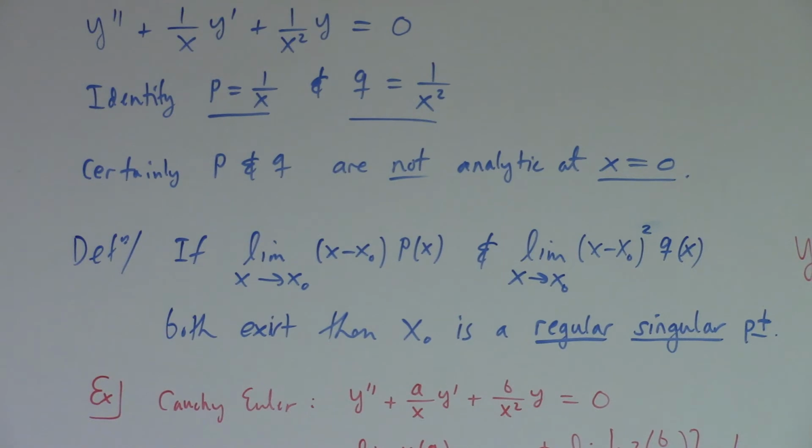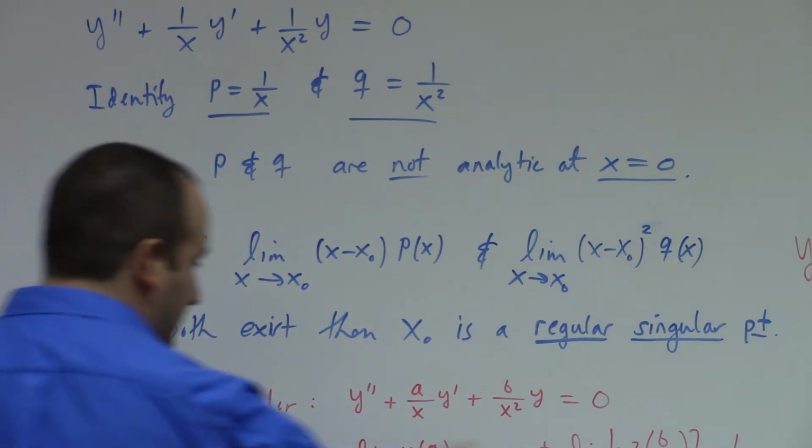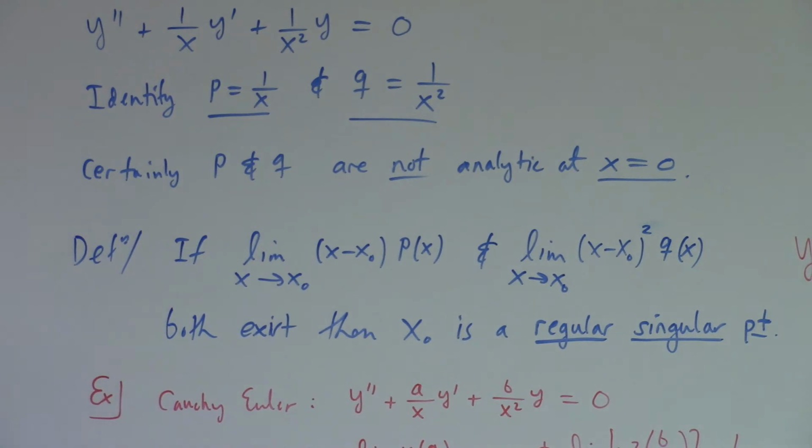If they had a pole of order 3 for q, or if you had a pole of order 2 for p, you'd be in trouble, because then these limits wouldn't exist. But these limits do exist, and so that means that x equals 0 is a regular singular point of the Cauchy Euler problem.